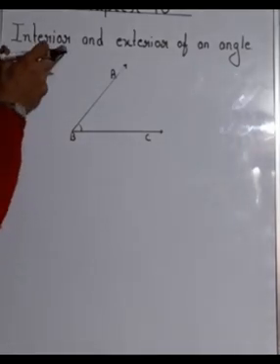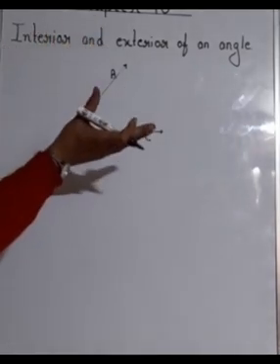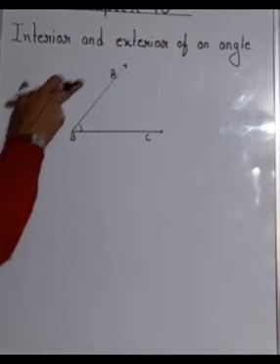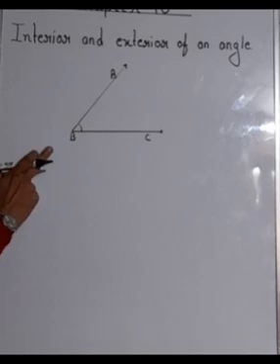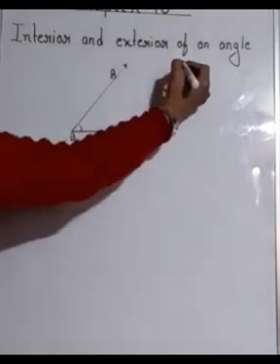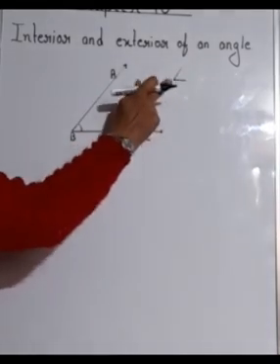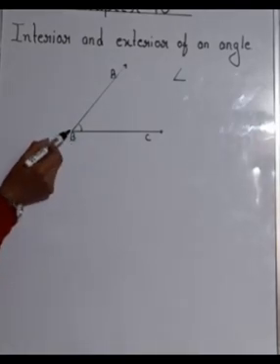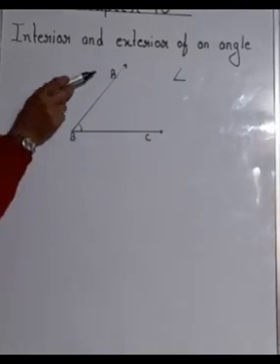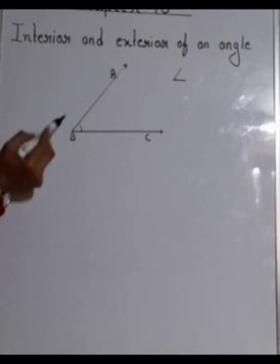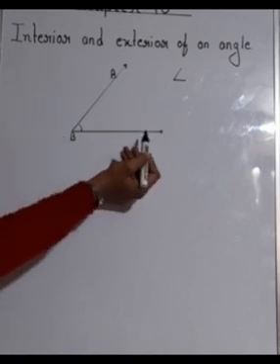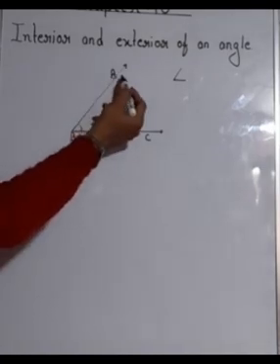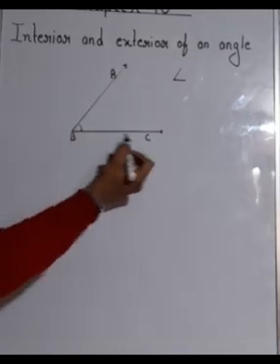Next we are having interior and exterior of an angle. As the name indicates, interior means inside and exterior means outside. So for understanding this, I have drawn an angle over here. Now how are you going to name it? First you will draw the symbol of angle, and then you have to keep this vertex. Now this vertex is at B. So the name of this angle will be angle ABC or angle CBA. For our convenience, I am using angle ABC.